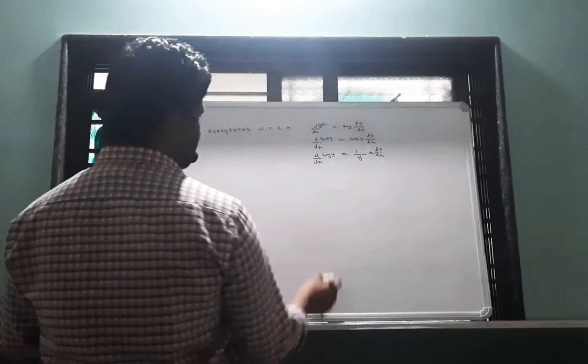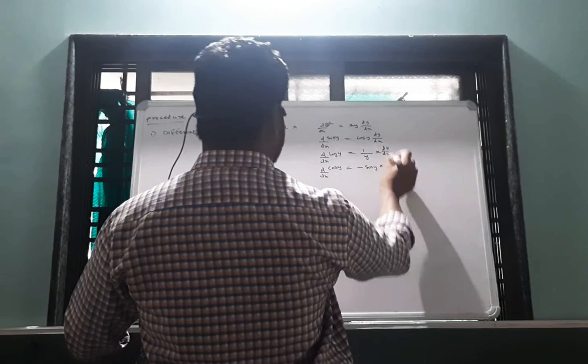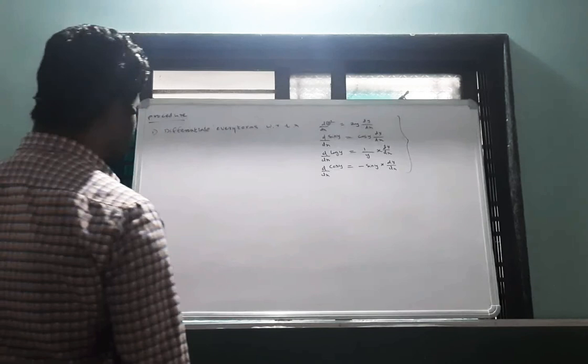Suppose you want to find the derivative of cos y. The derivative of cos is minus sin y, then multiply by the derivative of y with respect to x. So like this we use it, differentiating every term with respect to x on both sides of the equation.